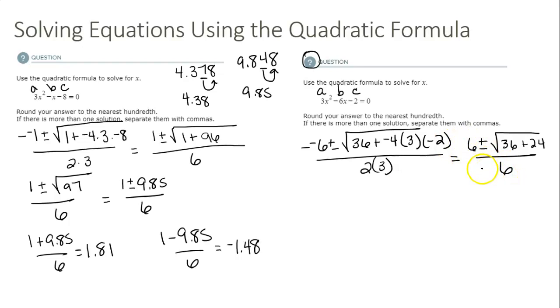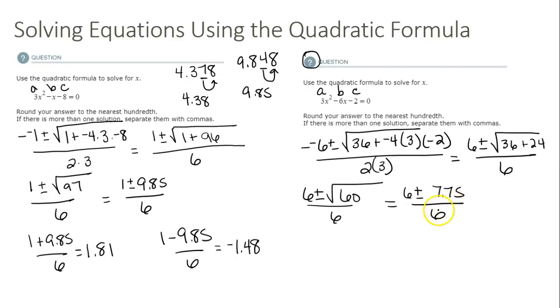We can't just cross those 6's out. Remember, these are being added and subtracted. They're not factors. This becomes 6 plus or minus 36 plus 24, which is 60, divided by 6. 60 is not a perfect square, so I'm going to find the square root of 60 and hit enter. That gives me 7.745, which rounds to 7.75 divided by 6.